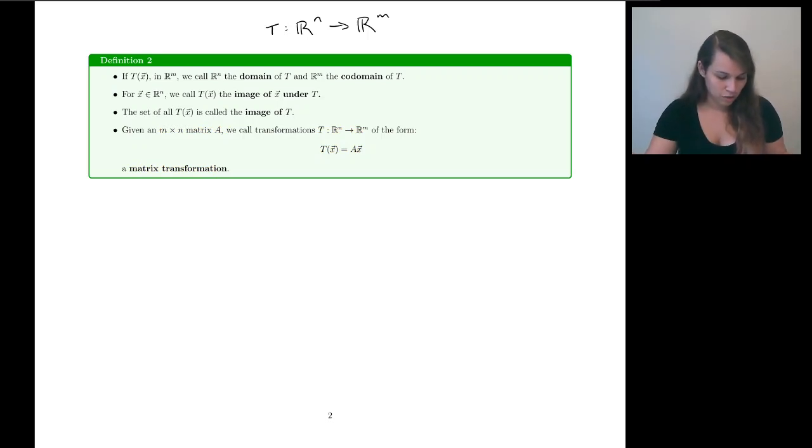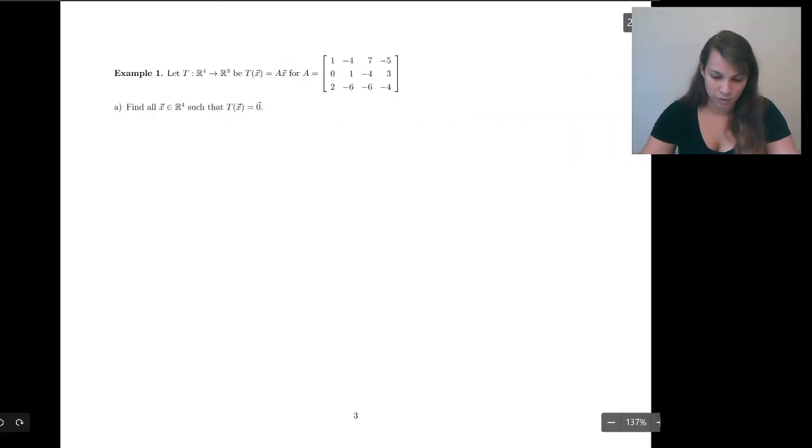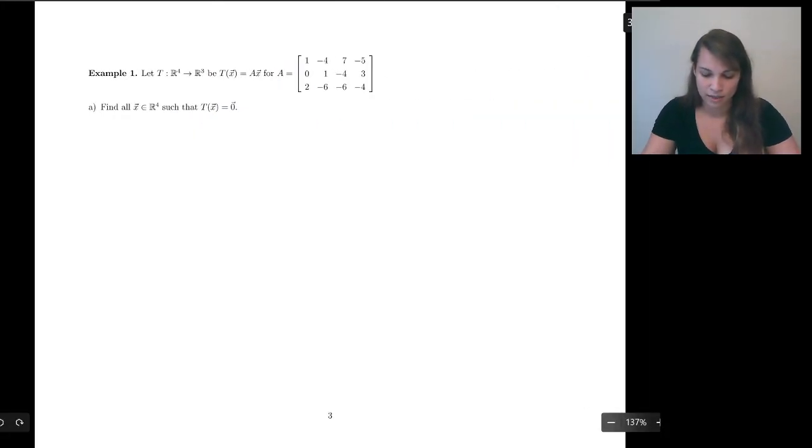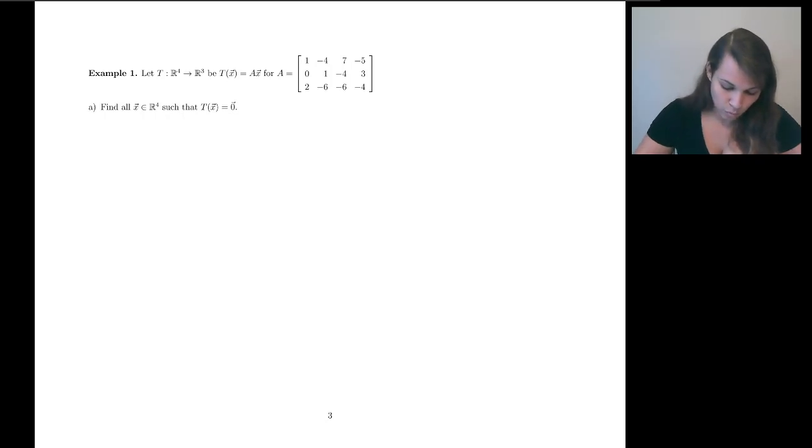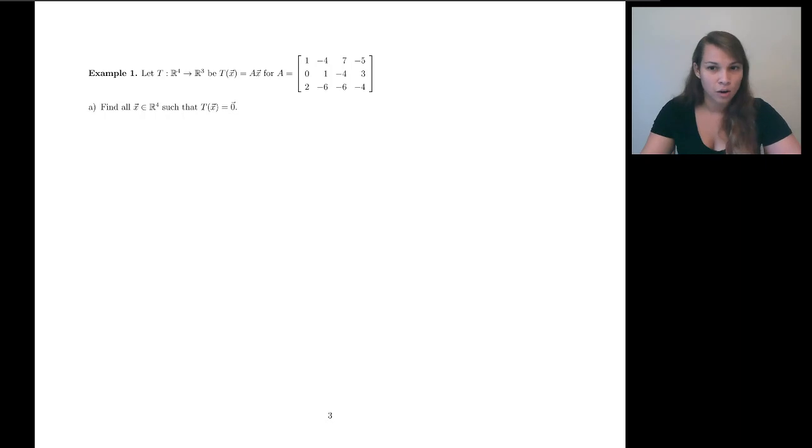Okay, so while this is a different perspective than we've previously thought about it, we can still use the tools we've already developed because they are equal and we know things about A times X. So for instance, we're going to try and answer this example. We have T goes from R4 to R3, and T of X is equal to A times X, and all we need to know is A, and then we know everything that we need to know about T.